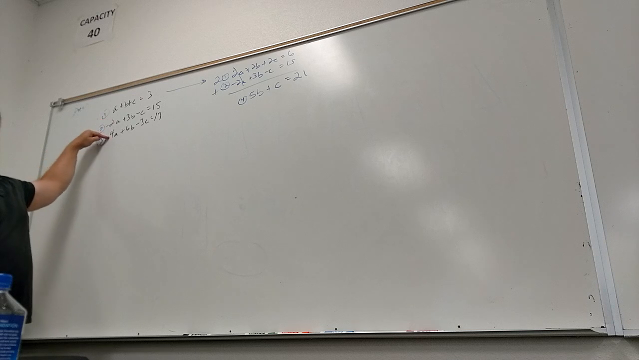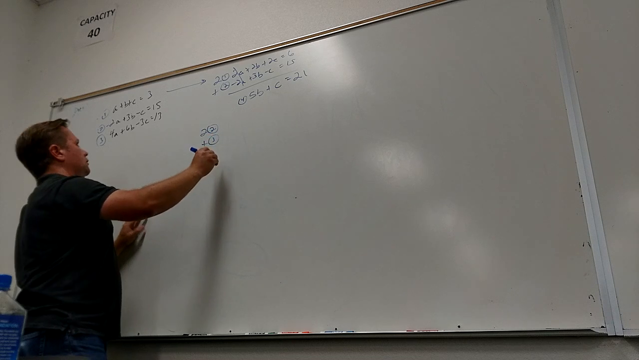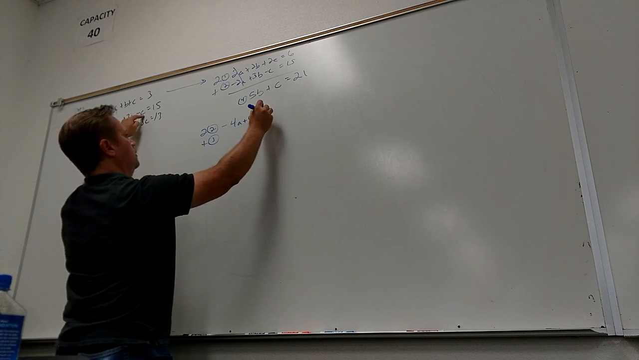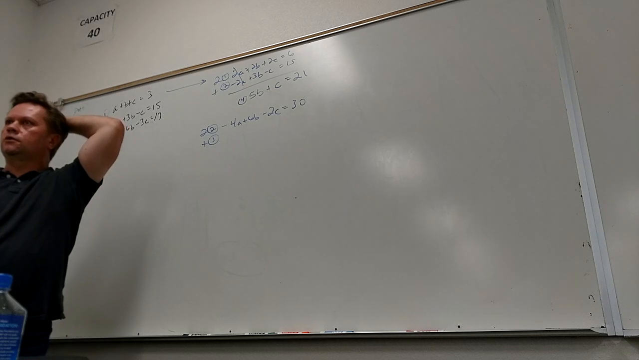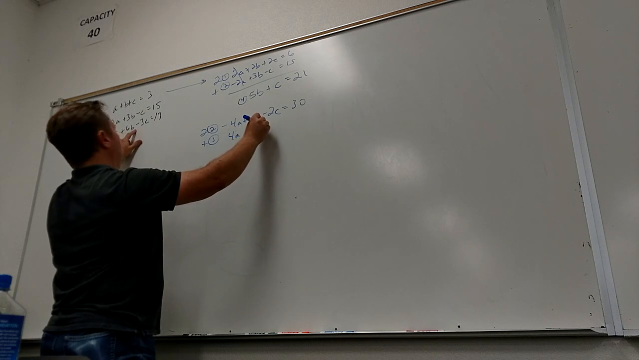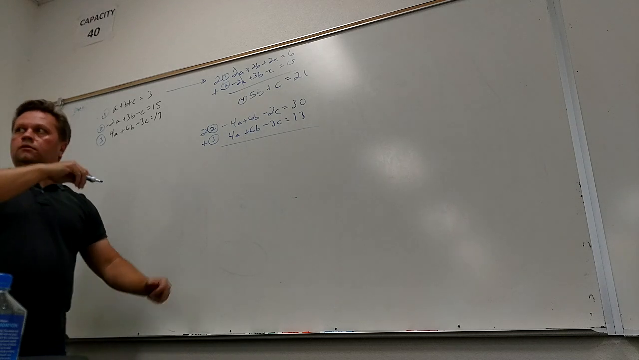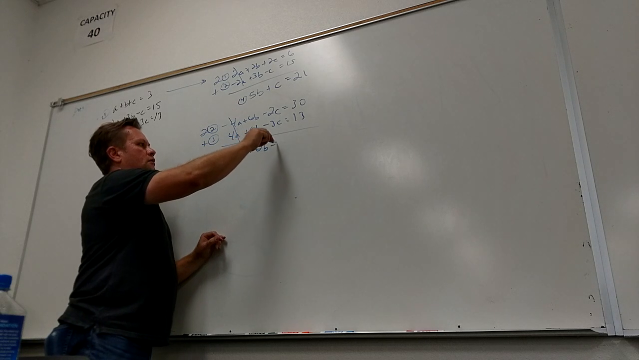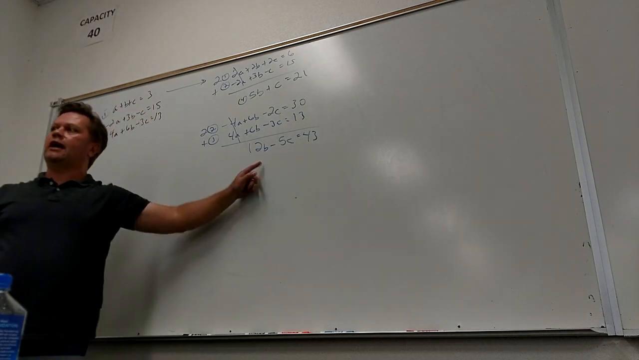He's already opposite signs. So if I take twice the second dude plus the third dude, so what's twice the second dude? -4a plus 6b minus 2c plus 30. Right? That's twice the second dude. What's the third dude? Positive 4a plus 6b minus 3c equals 13. So if I add those together, 12b minus 5c.